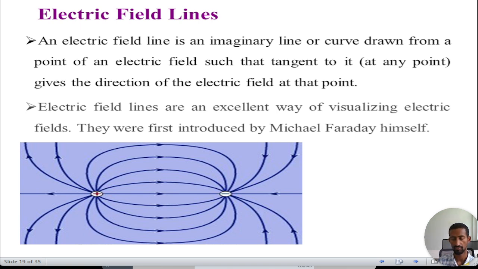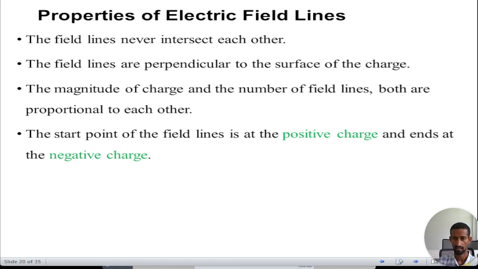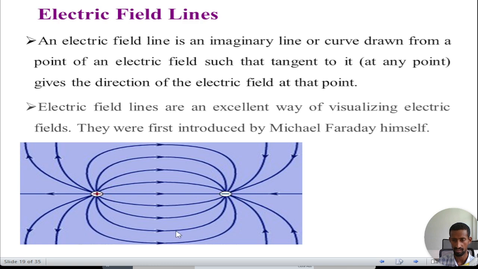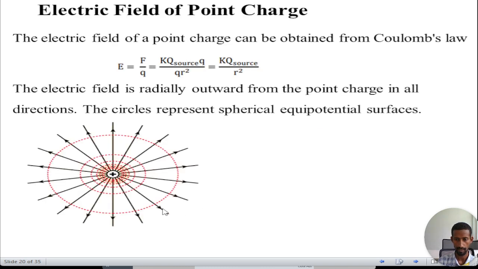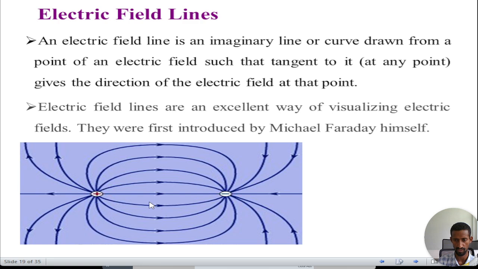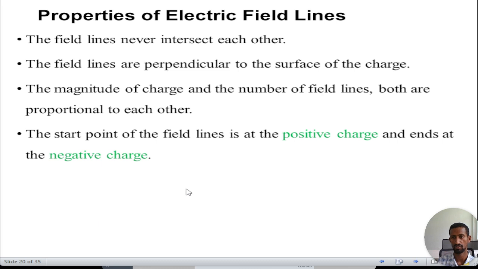What are the properties of these electric field lines? Let's see. The field lines never intersect each other. As you can see here, they will never intersect each other. The other thing is that the field lines are perpendicular to the surface of the charge. Each line is perpendicular to the surface of the charge.